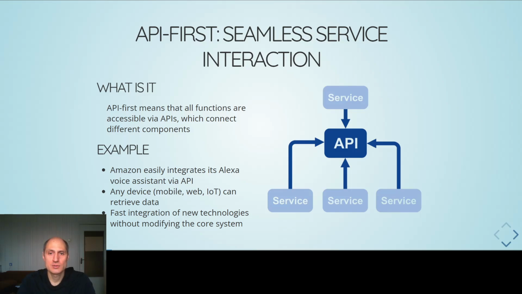This approach guarantees that all services and platforms can seamlessly exchange data and interact without major code modifications. For example, Amazon Alexa, the voice assistant, connects to various services via API, retrieving data and executing user requests. Smart devices, mobile apps, web services, smart speakers, and other gadgets use APIs to access information and perform actions. Rapid integration of new technologies: companies can implement cutting-edge solutions without overhauling their entire system.